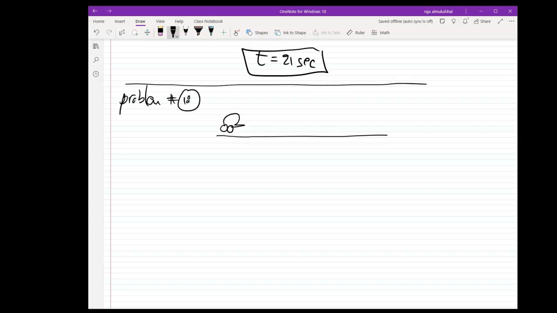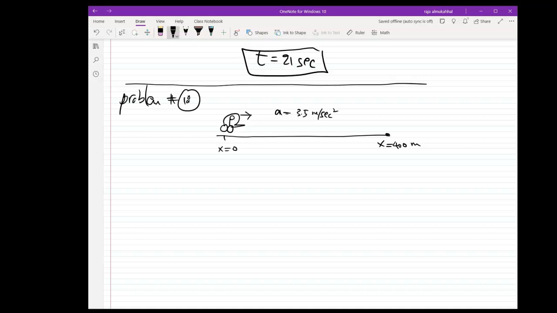And this is the Porsche P, and it's moving like that. This is at x equals 0. Of course, both of them travel a distance of 400, so that's x equals 400 meters. Okay, and the acceleration of the Porsche is given to us as 3.5 meters per second squared.